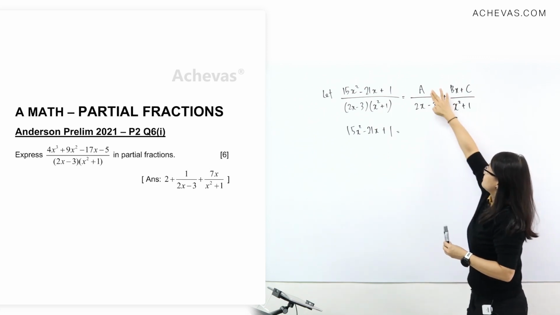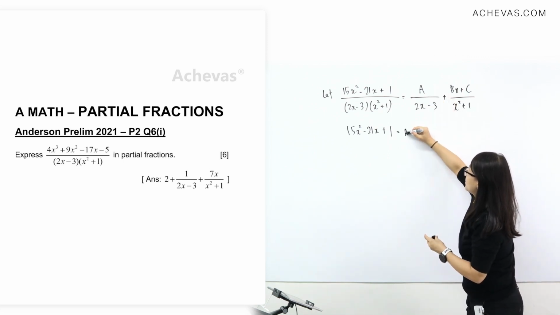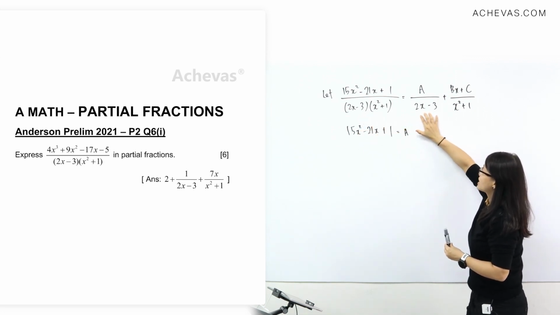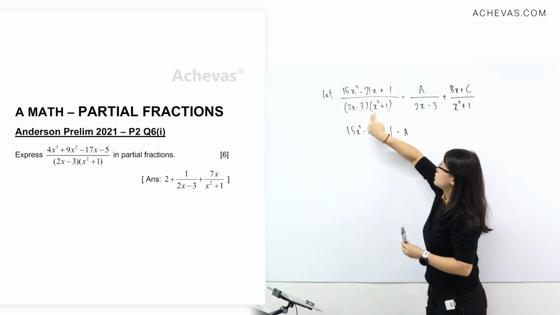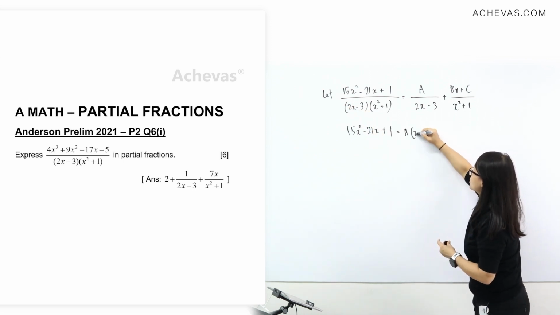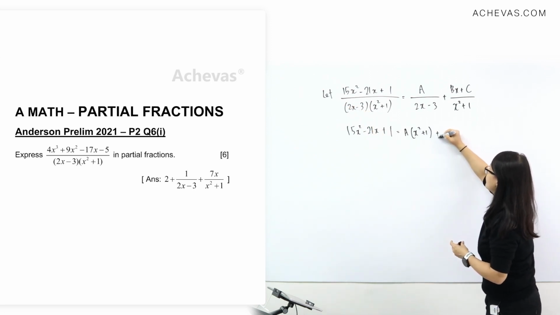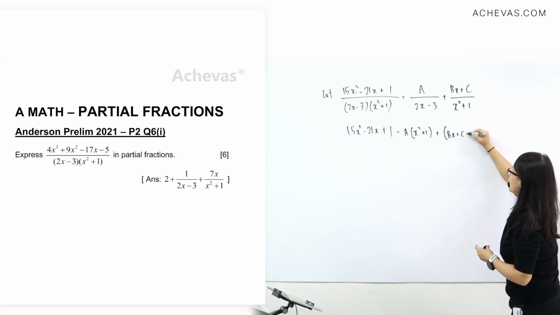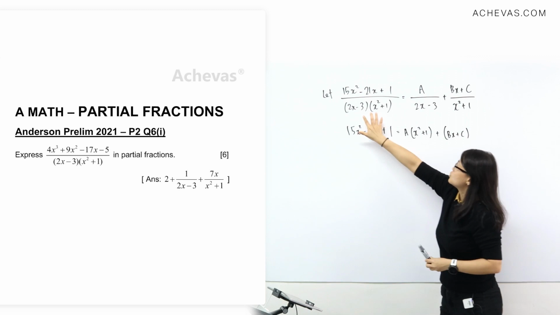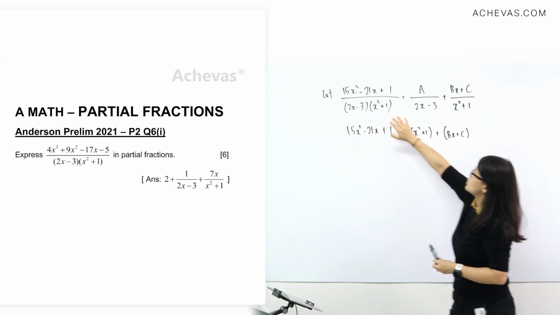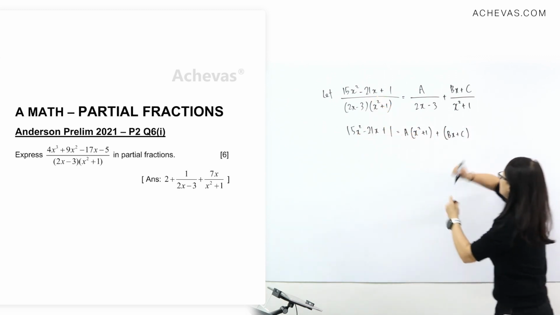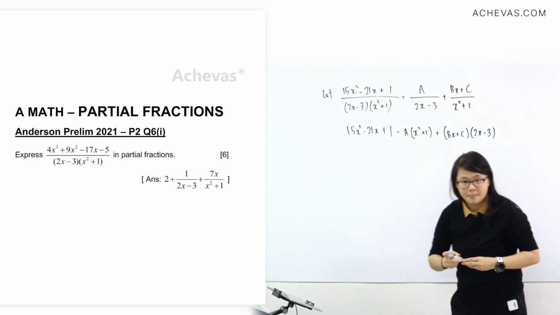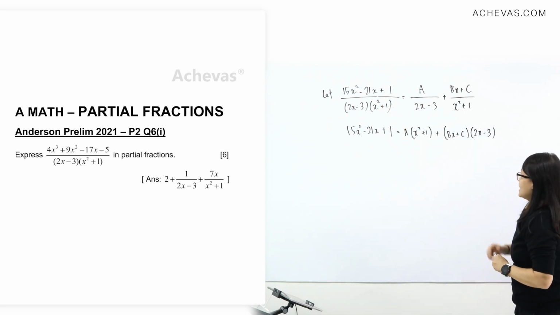For the right hand side, for A, to do it quickly, this one has a 2x minus 3 bracket. You multiply, the 2x minus 3 gets cancelled. So you're left with this bracket over here, which is x squared plus 1. And for this one here, remember to open and close the bracket for Bx plus C. These two brackets, take away x squared plus 1, so covered, you're left with 2x minus 3 over here.